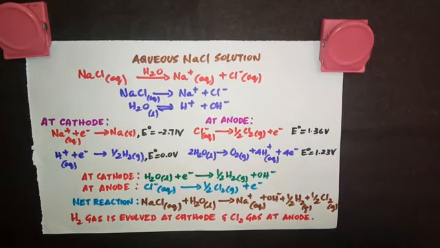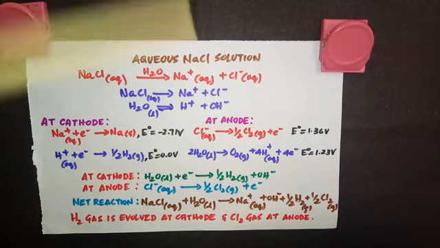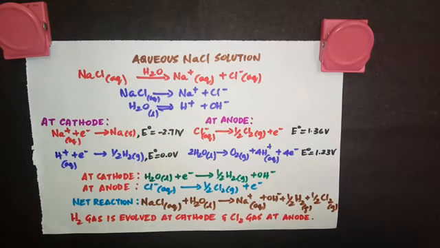So what are the products of electrolysis of molten NaCl? Chlorine gas is liberated at the anode, sodium metal is deposited at the cathode. In the case of aqueous NaCl solution, what are the products of electrolysis? H2 gas is evolved at the cathode and Cl2 gas at the anode. Here in the case of oxygen, due to overpotential, chlorine gas is liberated, not oxygen gas.